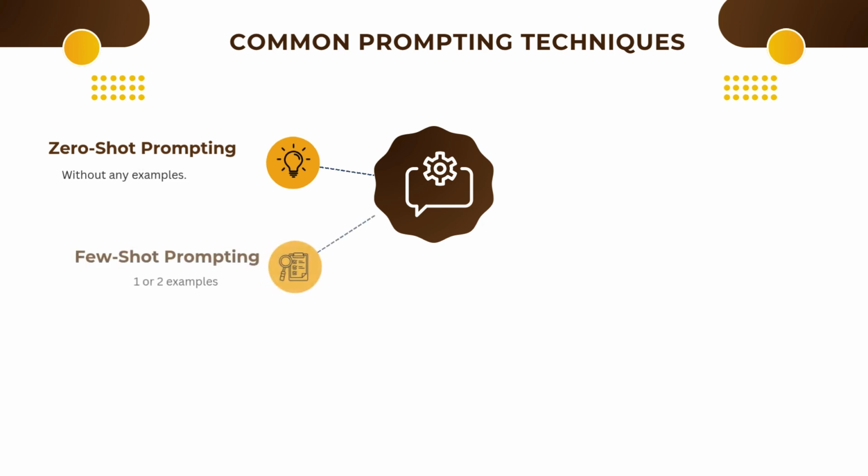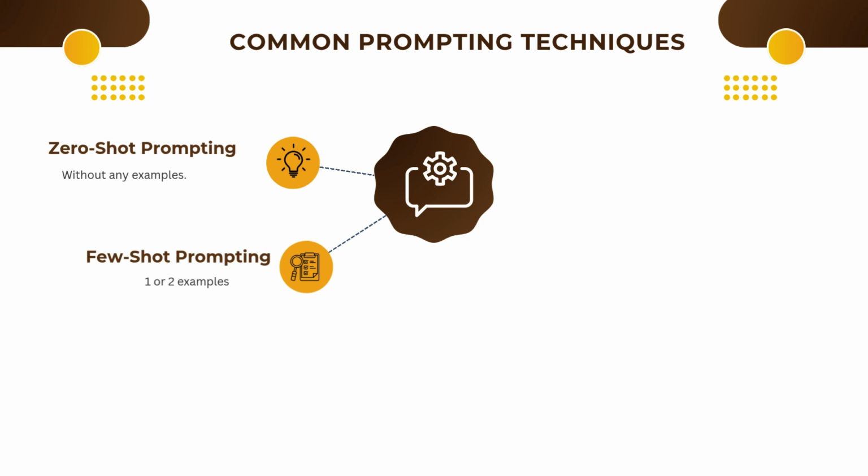The second is few shot prompting. Here you give one or two examples before asking the AI to continue. For example, here is how we wrote last month's variance commentary. Now do the same for the current month. This is especially useful when you want consistency in tone or structure, like shareholder reporting.